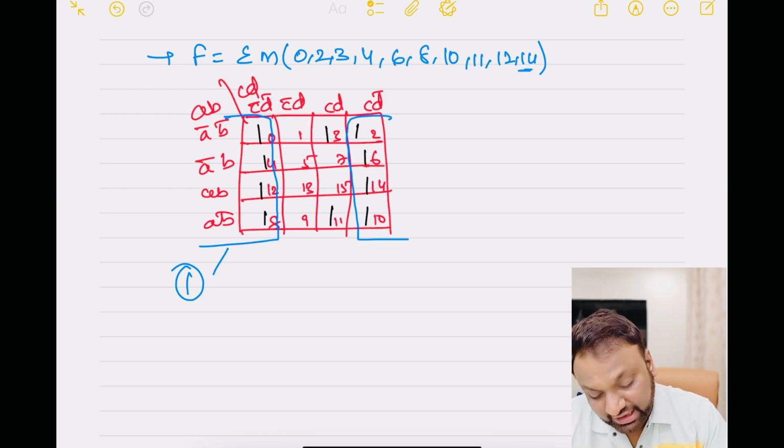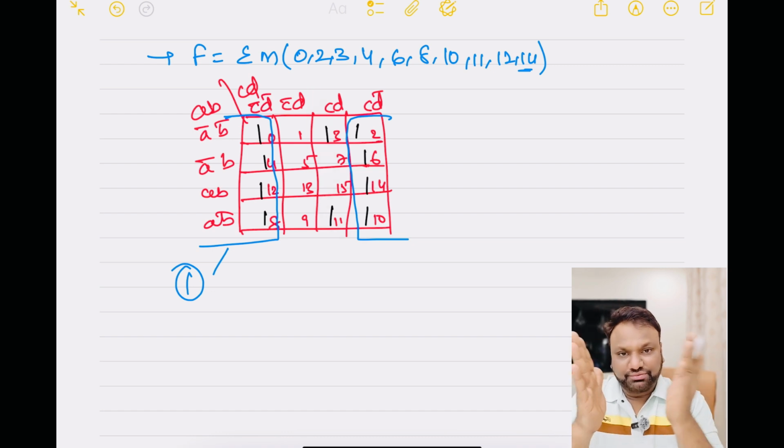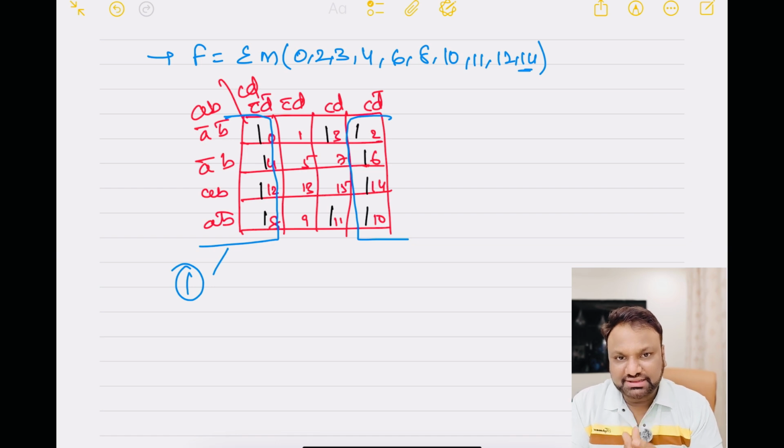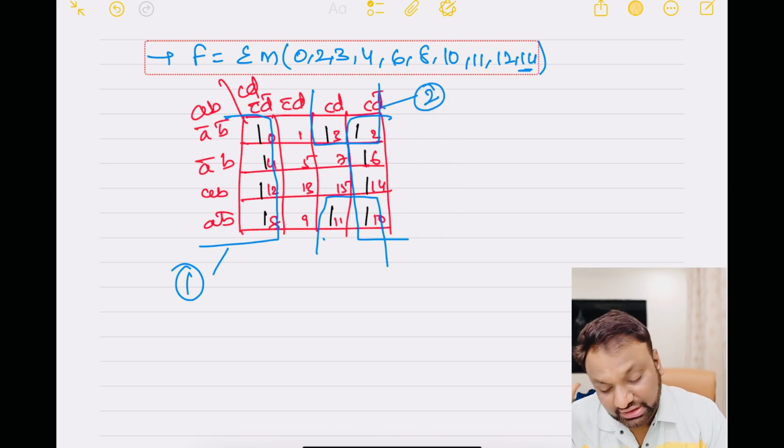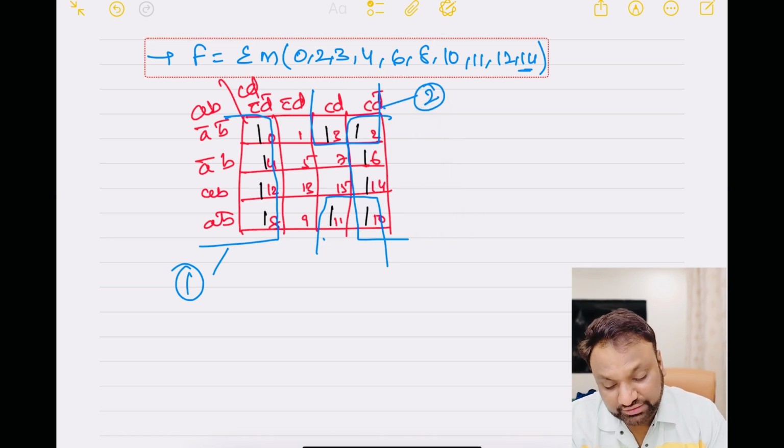Similarly, I can have a quad mapping also here. Once we are folding the K-map, if they are touching each other, then also it is a mapping, right? And I have a quad mapping here: 2, 3 and 10, 11. This is a quad. Only 2 mappings, and all the rest of the ones are now mapped.